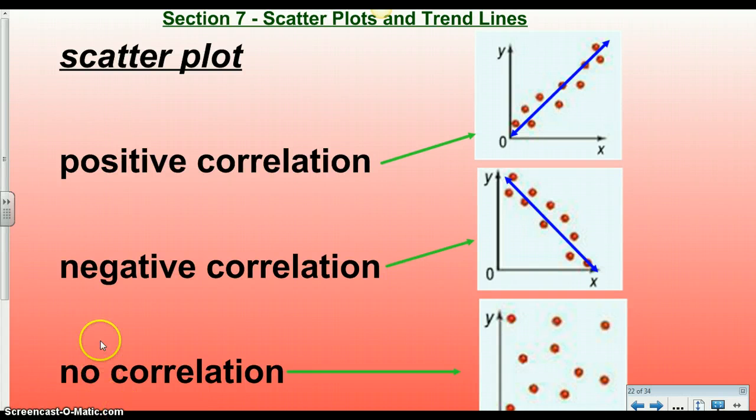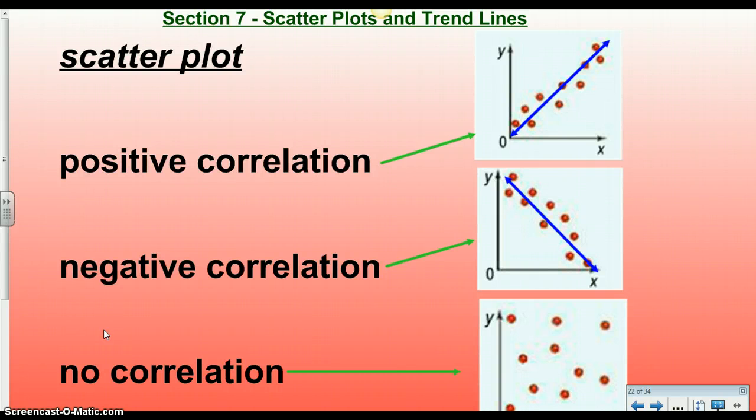Chapter 5, Section 7, Scatter Plots and Trend Lines. For these three, you just need to draw a sketch. A scatter plot is when you're given a set of coordinates, a set of points, and you plot them on a graph, and they don't form a line.